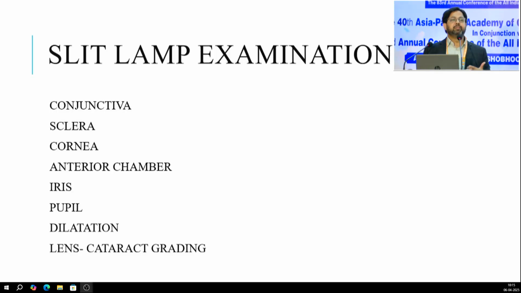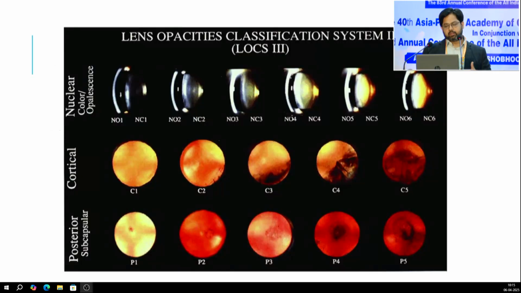And then comes the cataract grading. So the latest grading that is being followed is LOCS 3. So color coding is there. What we usually do is see on an oblique illumination the color of the nucleus. So the trick is GYABB: grayish, then yellowish, then amber, brown, and black. And for cortical and posterior subcapsular, do a retro illumination and grade according to the guidelines.